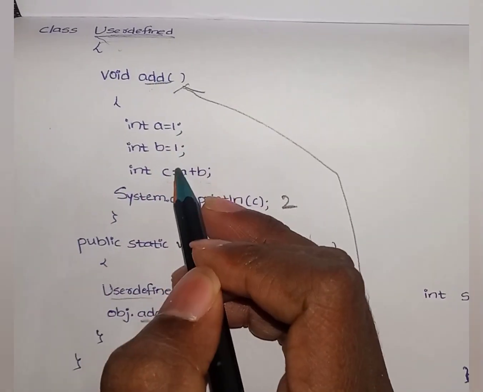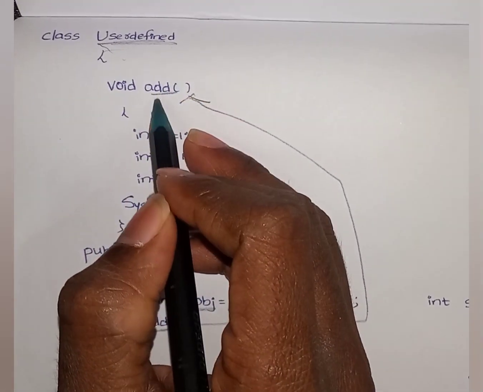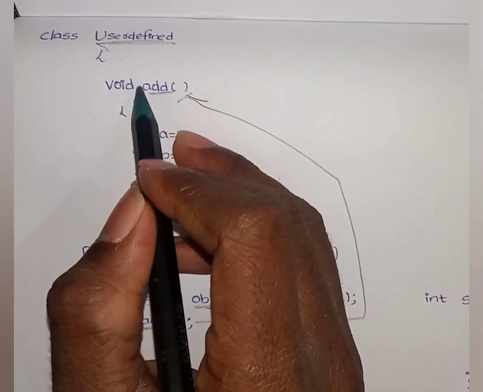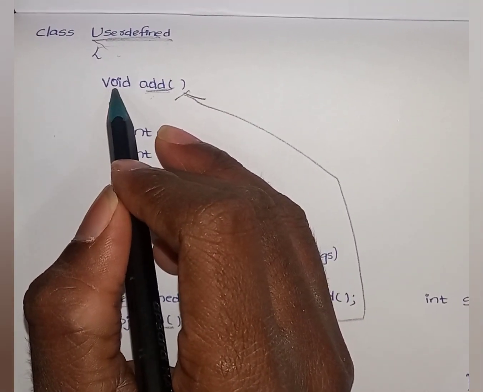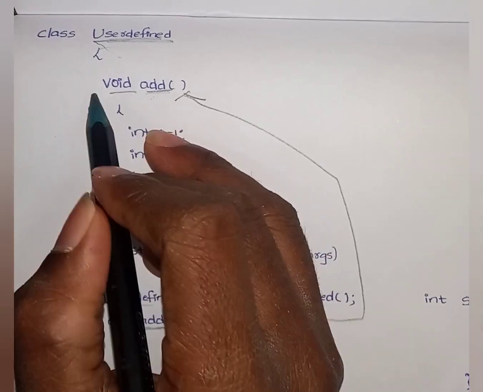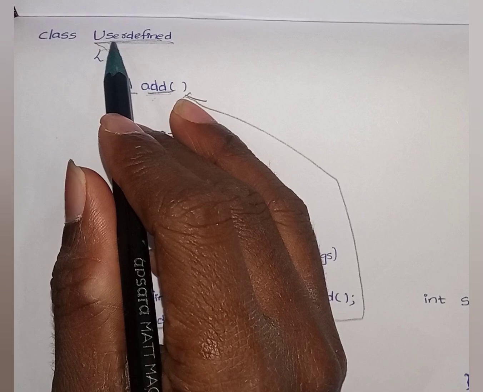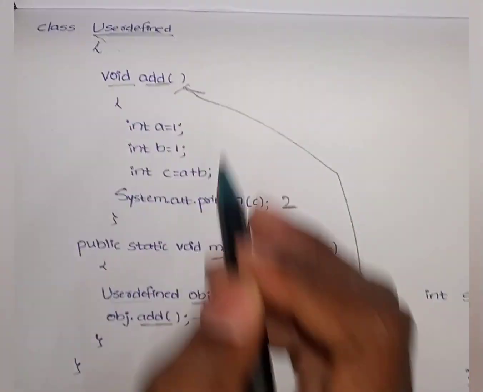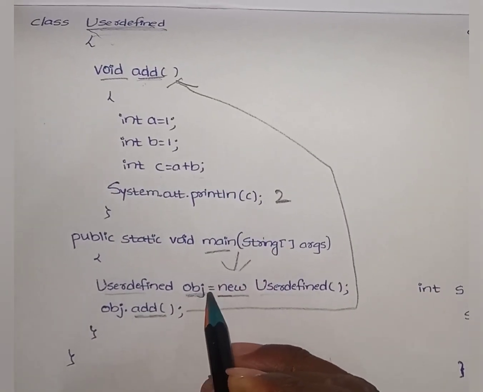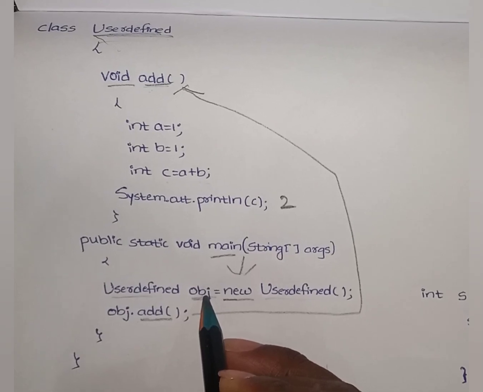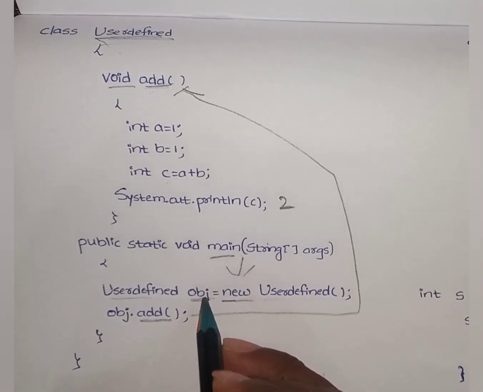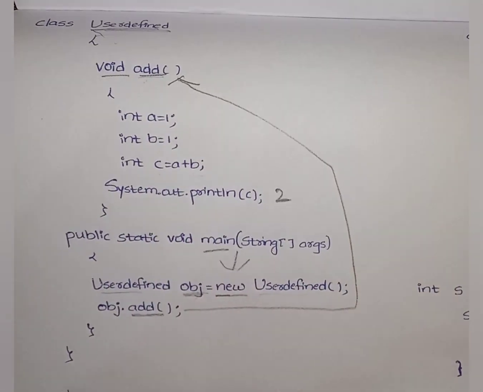This is the user defined method having the method name as add, and it is not going to return anything. So here we have taken void, and it is a non-static method. As it is a non-static method, we have created the object for this class user defined, and obj is the reference variable. With this reference variable we are calling this user defined method.